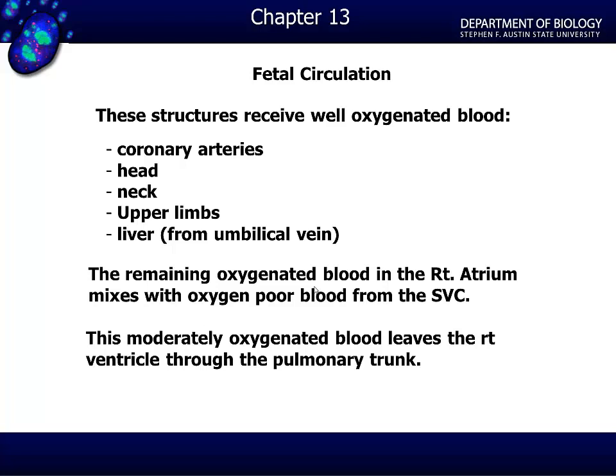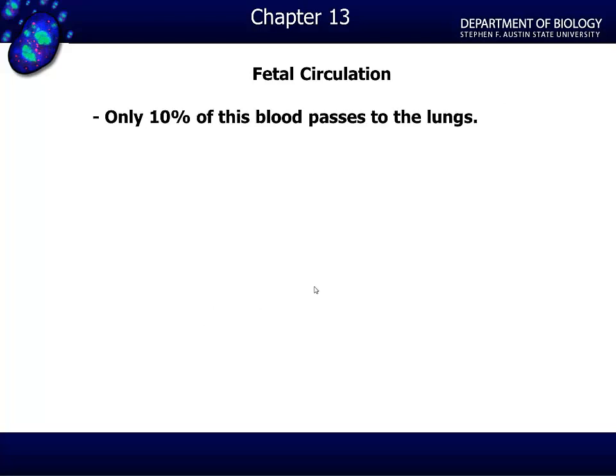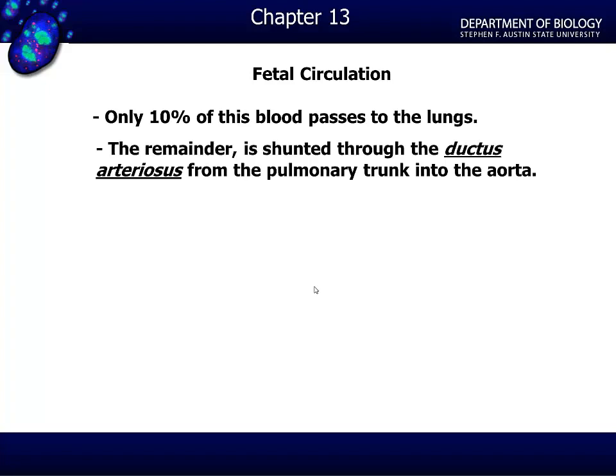But remember, the lungs really don't do much because they're filled with amniotic fluid. You're not going to do a ton of gas exchange. So only about 10% of the blood in the right ventricle is going to make it to the lungs. The remainder is going to be shunted from the pulmonary circulation through a passageway and a bypass. It's called the ductus arteriosus. So as we make our way into the pulmonary trunk and we're moving upward, we get to the T intersection between the right and left pulmonary arteries.